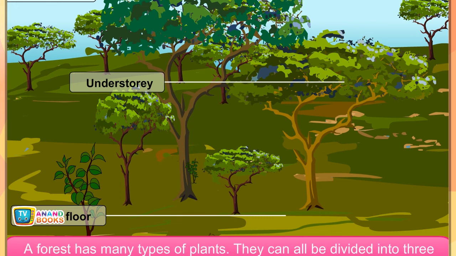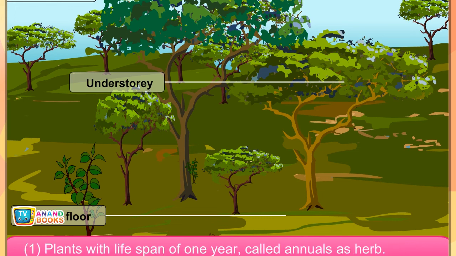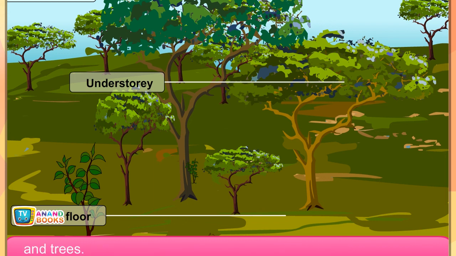A forest has many types of plants. They can all be divided into 3 categories. Number 1. Plants with a lifespan of 1 year are called annuals, such as herbs. 2. Plants with a lifespan of 2 years are called biennials. 3. Plants that survive for several years are called perennials, such as shrubs and trees.